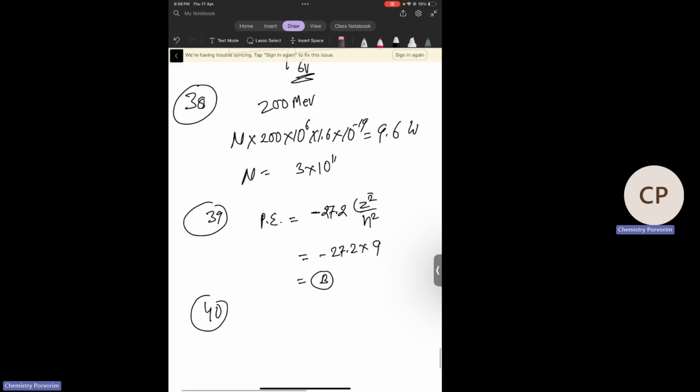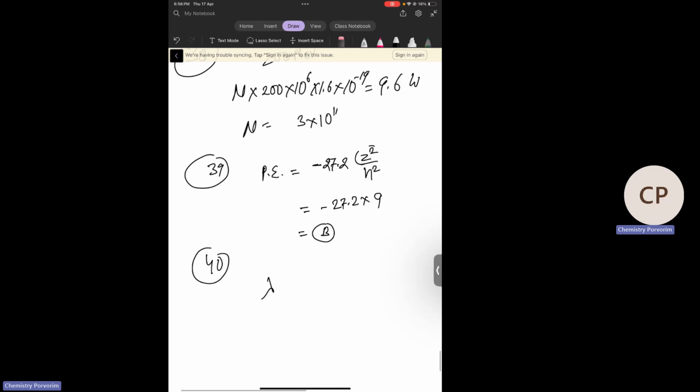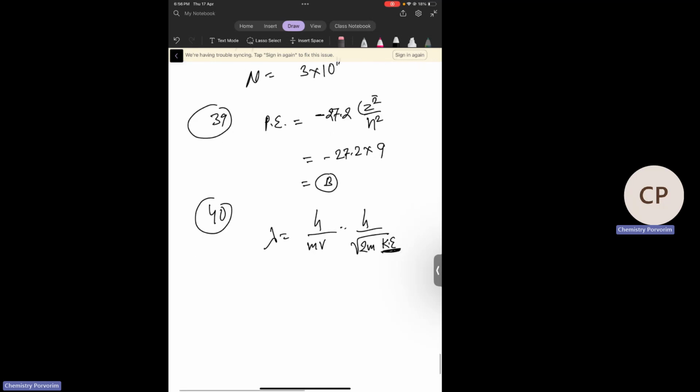40. If the kinetic energy of a particle is increased to 4 times its previous value, the percentage change of lambda is equal to h upon mv, h upon under root 2 m KE. If kinetic energy becomes 4 times, then lambda becomes half, so change is 50%. Option A.